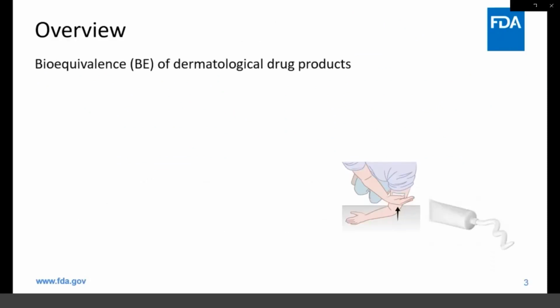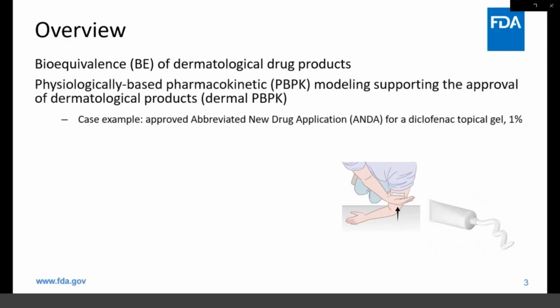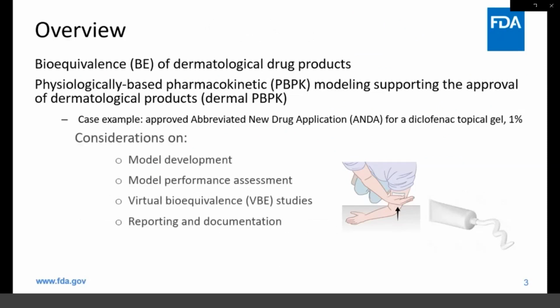In the next 15 minutes, I will go over considerations on bioequivalence for dermatological drug products. I will go over a case example of a physiologically based pharmacokinetic model that was used to support the approval of an ANDA. That model was developed for a diclofenac topical gel. And I will use this example to go over considerations on model development, model performance assessment, virtual bioequivalence studies, and reporting and documentation that are relevant to dermal PBPK models. And I will end this presentation providing some conclusions and take-home messages.